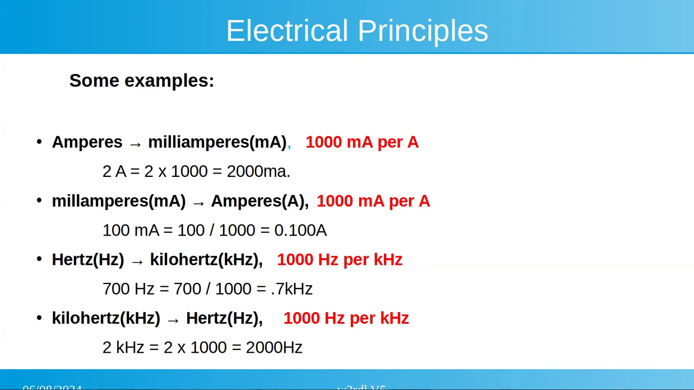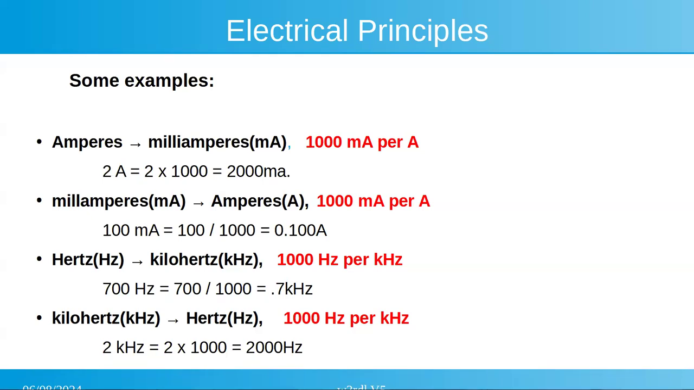If I want to go the other way, and I have something in milliamperes, and I want to know how many amperes it is, I still have 1,000 milliamperes per amp. But in this case, I'm going to divide. So I have 100 milliamperes. I want to know how many amperes it is. So it's 100 divided by 1,000, or 0.1 ampere.